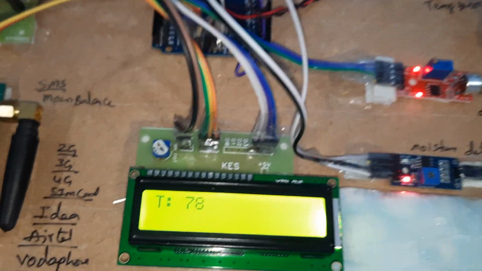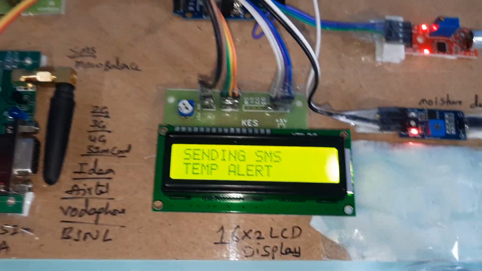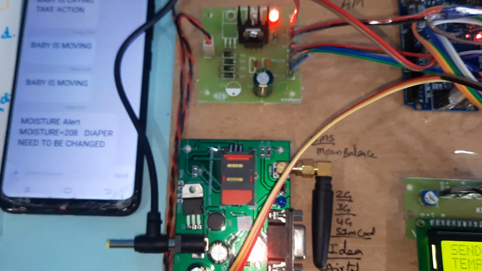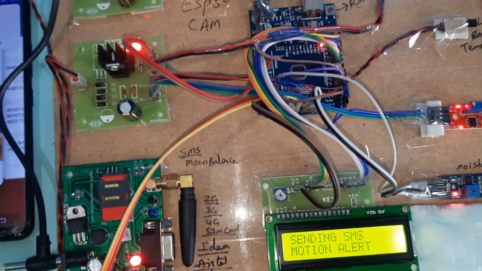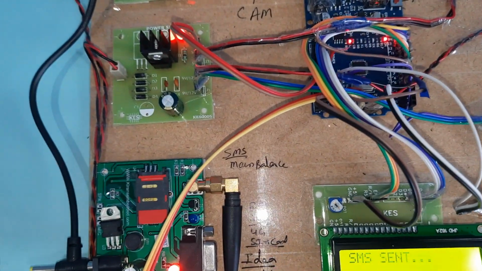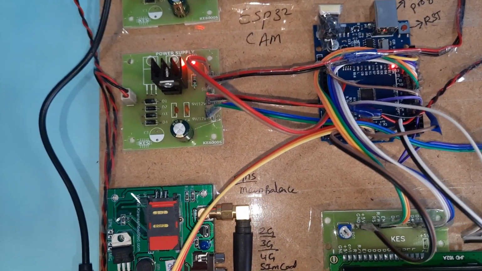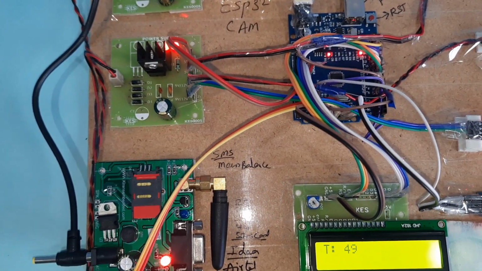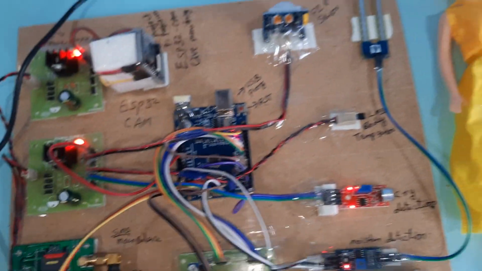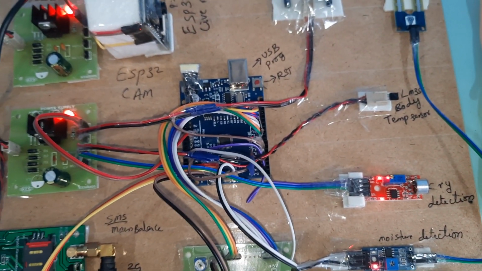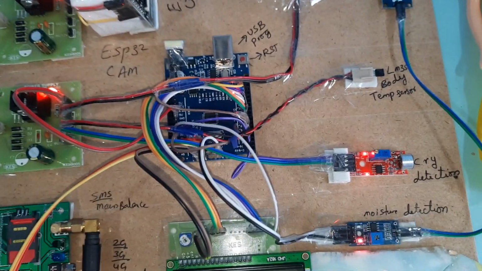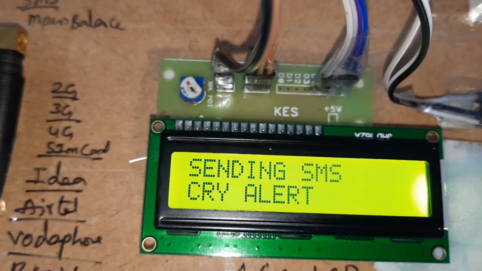So temperature alert, 78, temperature alert. So moving, moisture detected, and temperature alert. And we will go for the cry detection. Cry detection alert.